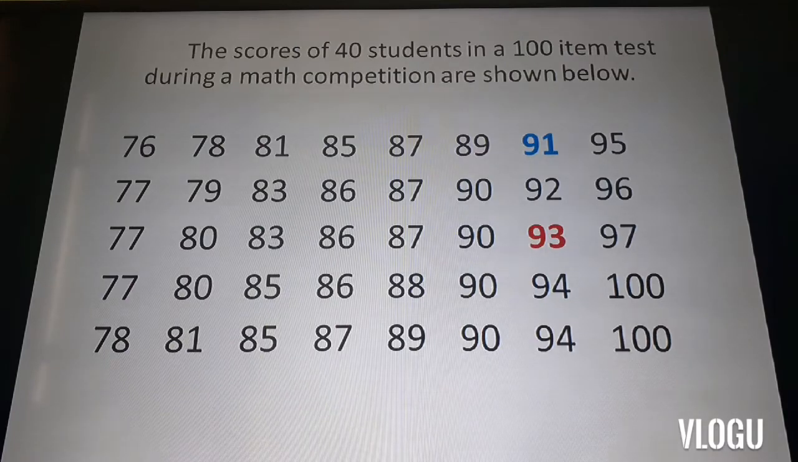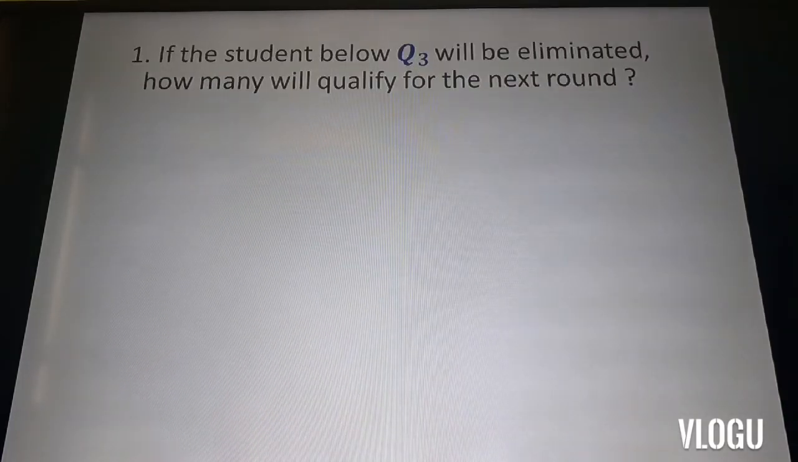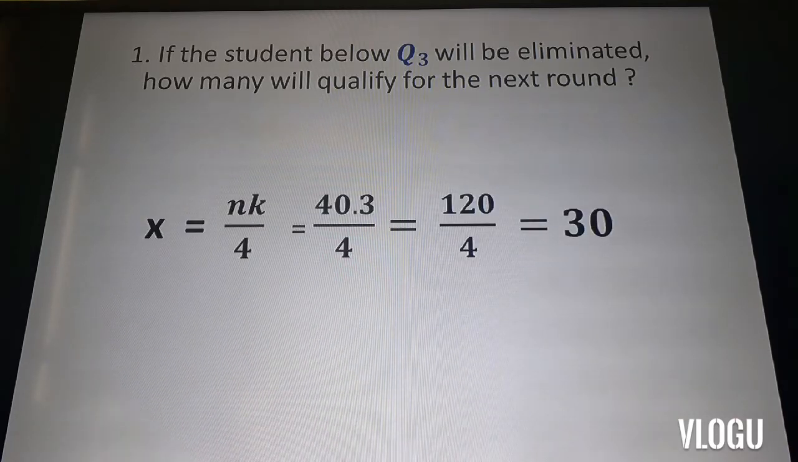Here's the question. If the students below quartile 3 will be eliminated, how many will qualify for the next round? To solve for that, we have to apply this given formula. You have to remember that X is the position, n is the number of students, and 4 is our constant number as the multiplier to represent the quartile position.